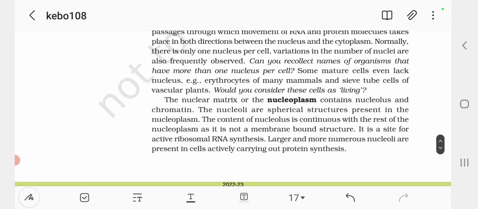Normally, there is only one nucleus per cell. Variations in the number of nuclei are also frequently observed. Can you recollect names of organisms that have more than one nucleus per cell? Some mature cells even lack a nucleus, for example, erythrocytes of many mammals and sieve tubes of the vascular plants. Would you consider these cells as living?